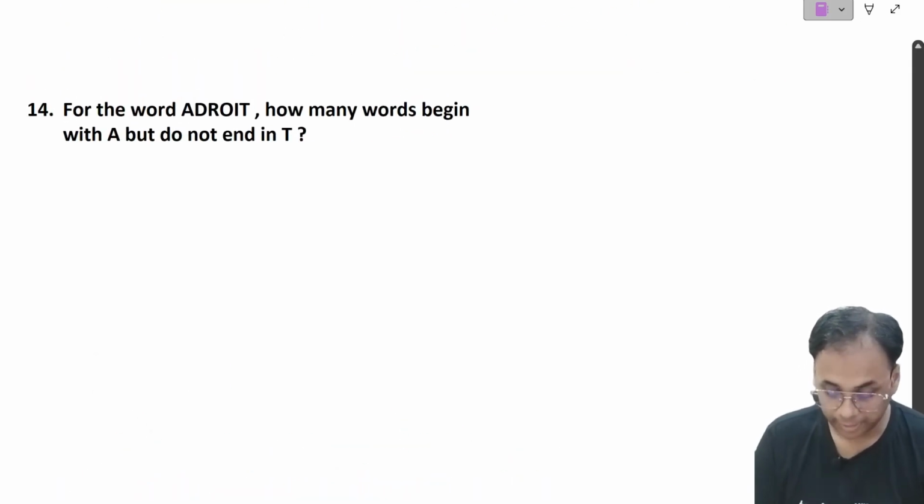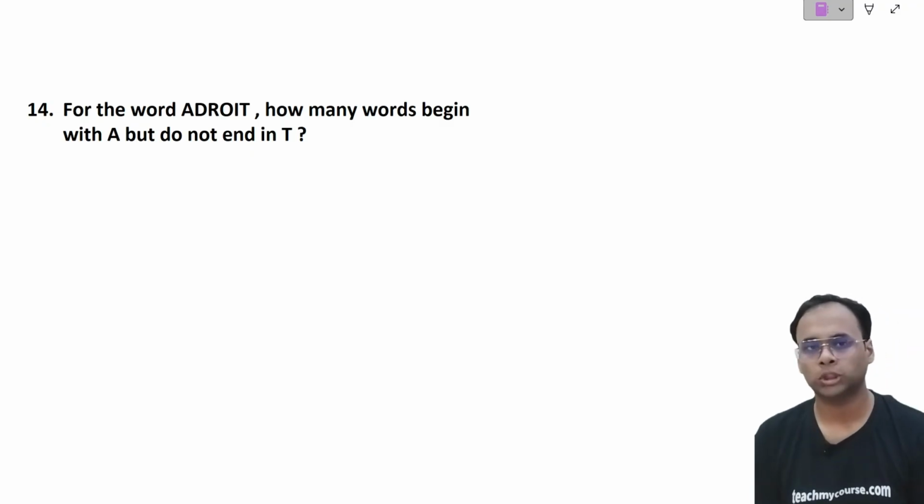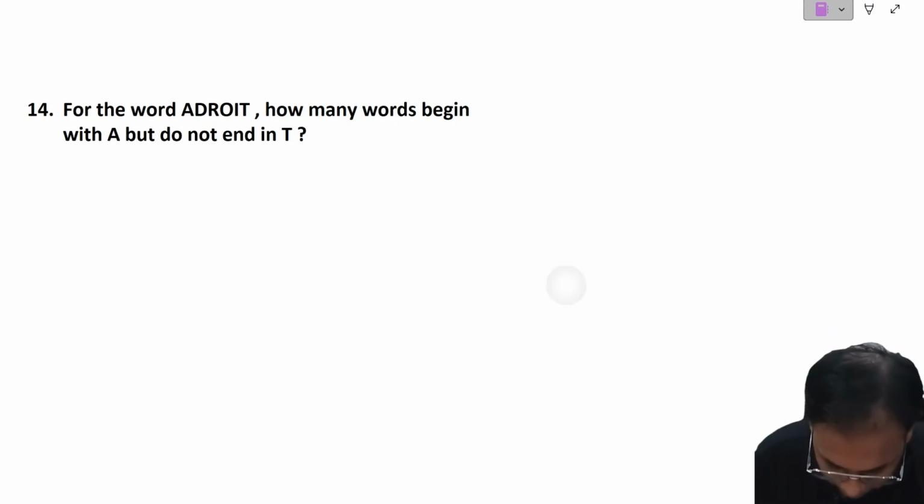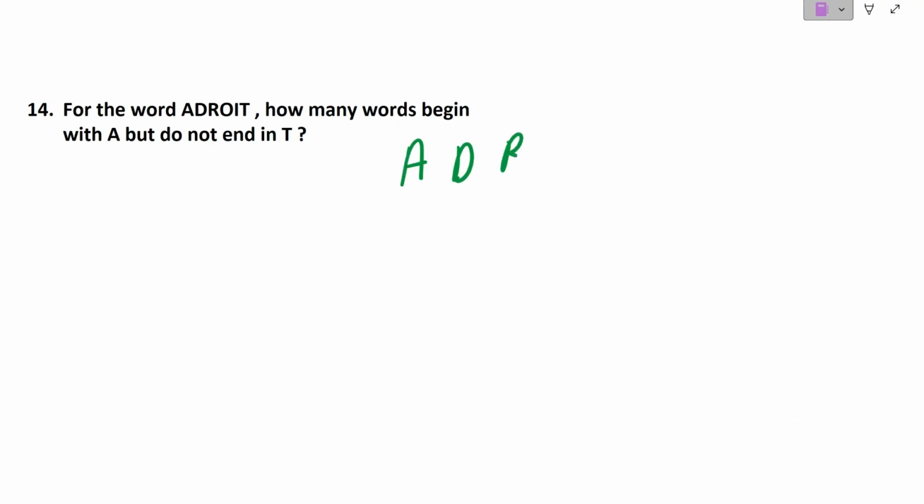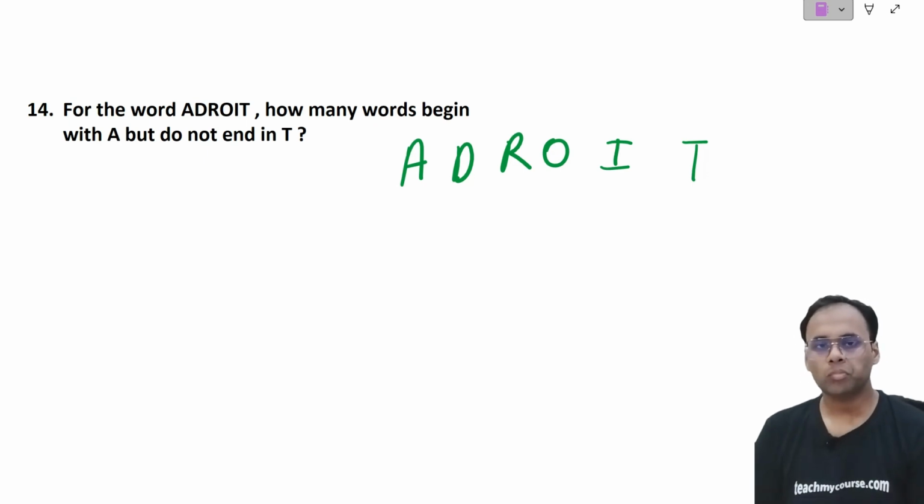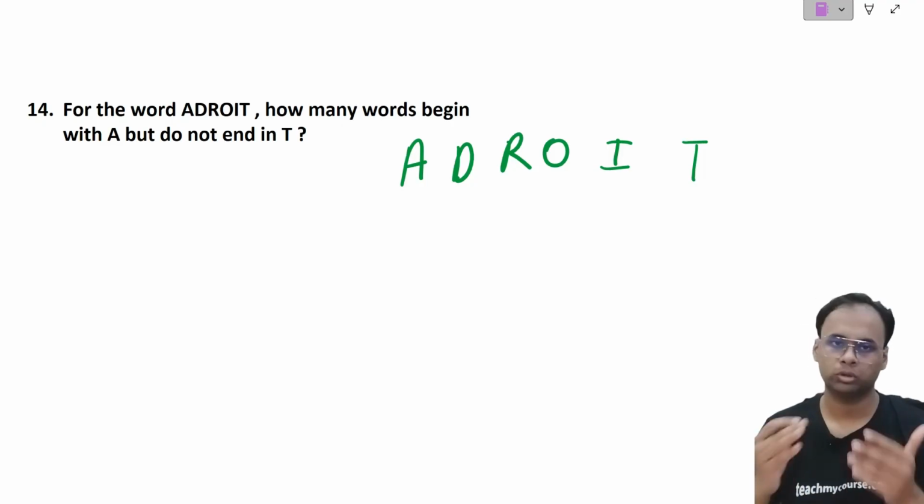Next we have, for the word ADROIT: how many words begin with A but do not end in T? This is clearly a question based on permutations and combinations. So the word is ADROIT, and a total of 6 distinct letters are there. In order to get a better understanding of this concept, do watch the entire videos on permutation and combination, which are already posted on the channel.